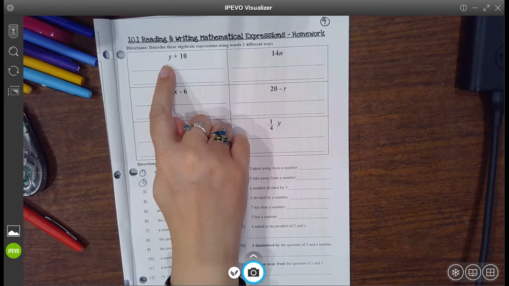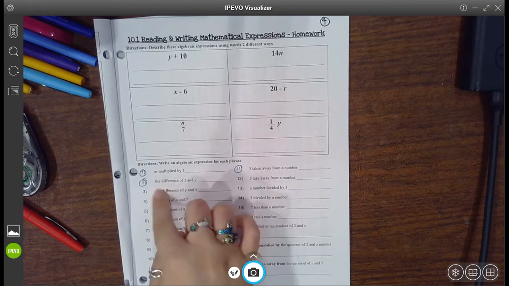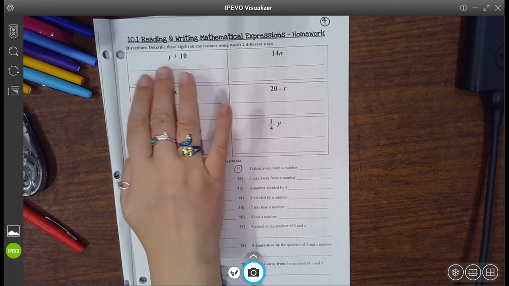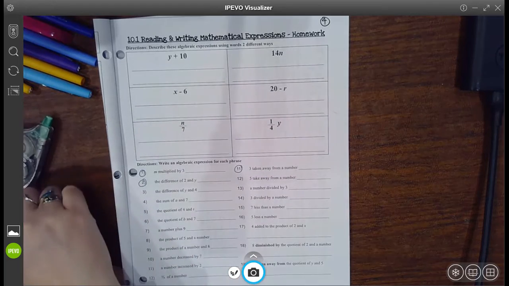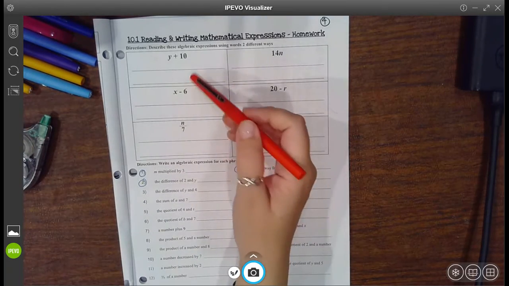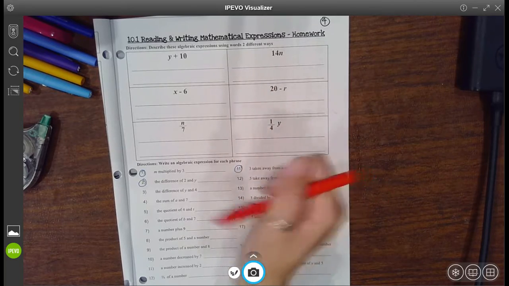Regardless of whichever type of expression you have, they're looking for you to write the word phrase. These are word phrases down here. There are obviously so many different types of word phrases that you can write to represent this. We're just asking that you write two different word phrases to represent each of these algebraic expressions.